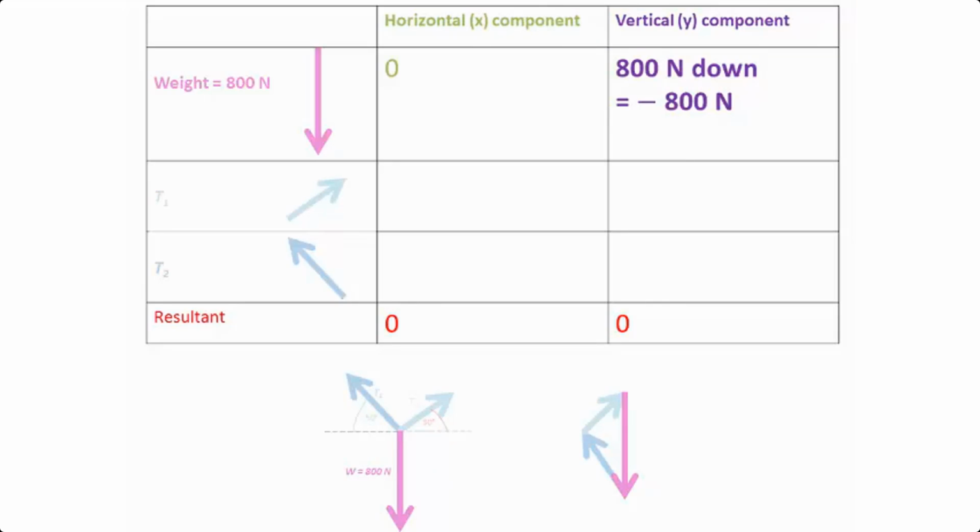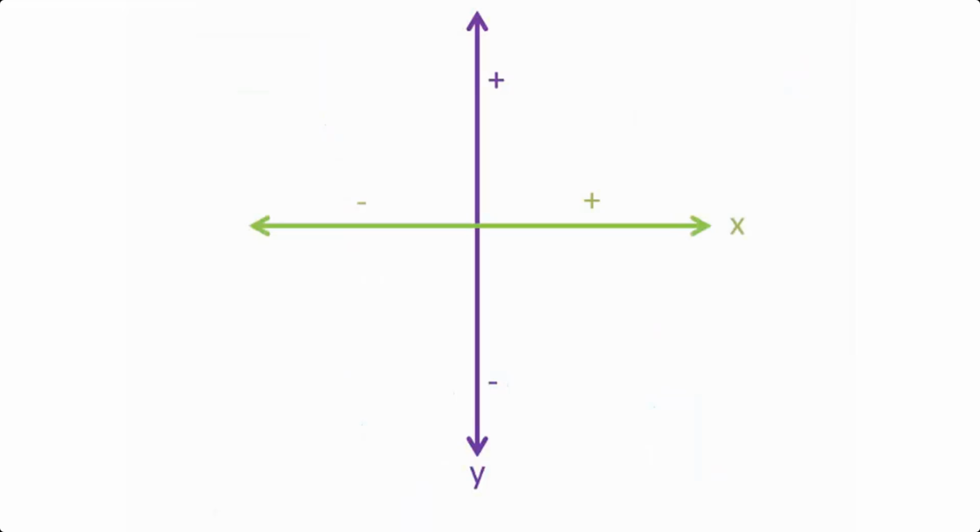The weight is really easy because the weight only has a vertical dimension, 800 newtons, and its direction is downward, which we choose to be represented by the sign negative. Negative 800 newtons. This is a Cartesian plane. Let's put our vectors on top of this Cartesian plane with the point of interest at the origin. So there we have it.